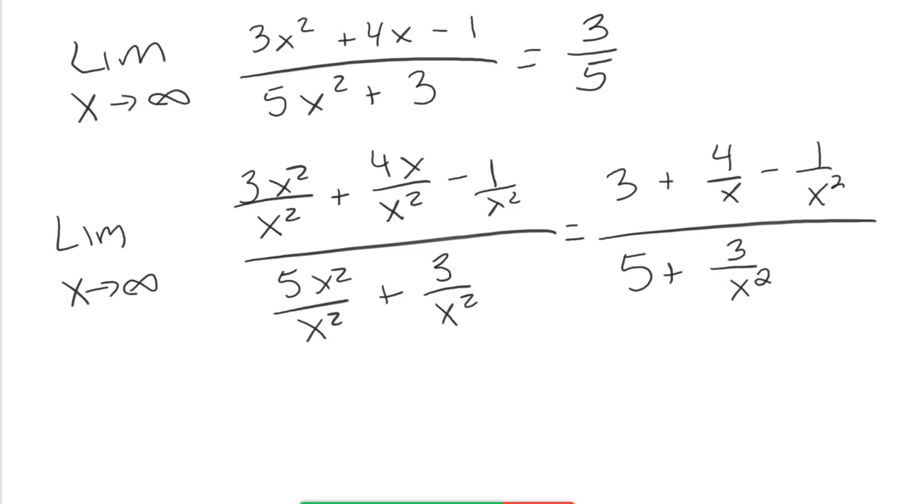Okay. Because all the rest of these pieces here, that goes to 0, that goes to 0, and that goes to 0. So they're all gone. All that's left is the 3/5. The reason we can do that is because I can find the limit of each piece with the rules that we're looking at now. Okay?